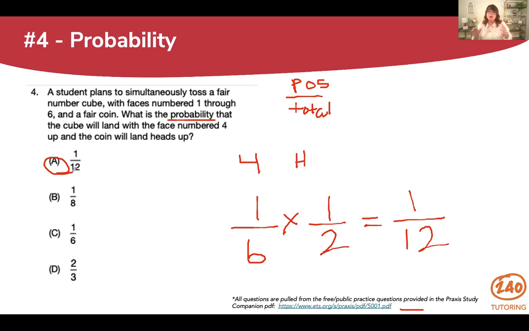All right. So remember, when you're combining probability, we multiply. We write probability as a fraction. So many chances out of so many total. All right. So that's how you write probability. Let's move on to the next question.